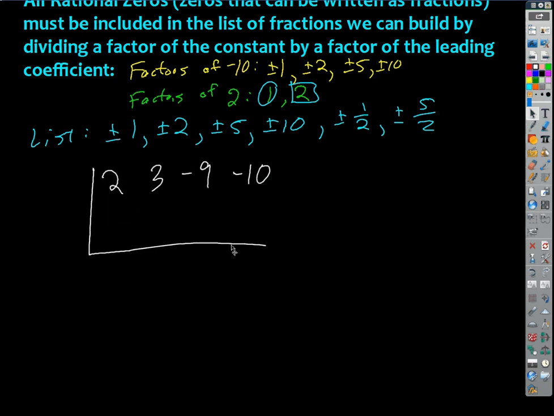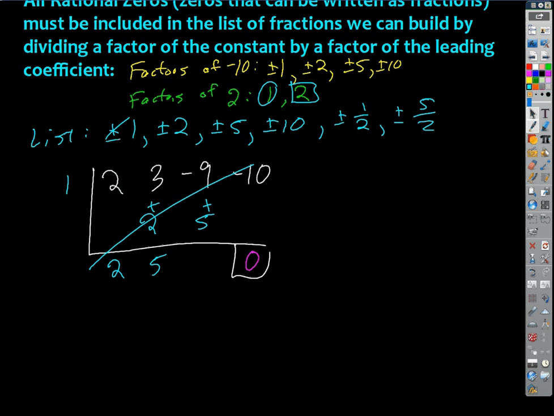Till I get a 0 in the remainder box, right? So I need to get a 0 there. So let's start with the easiest one. Let's start with 1. If I put a 1 out front, we can just zip through this. What am I going to get? 2 times 1 is 2 plus 3. 5 times 1 is 5. That's not going to work, is it? I can already see I'm not going to get 0 there. So that one's done. We can cross positive 1 off the list.